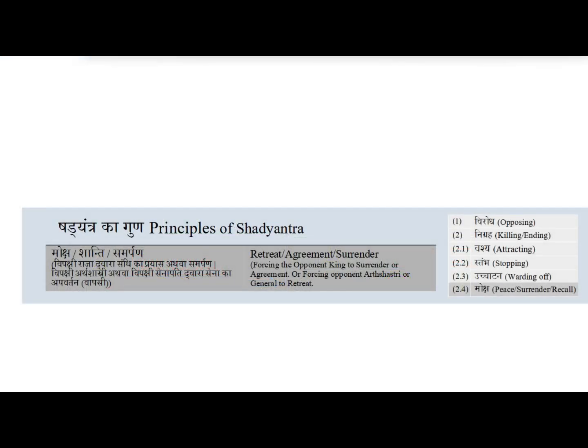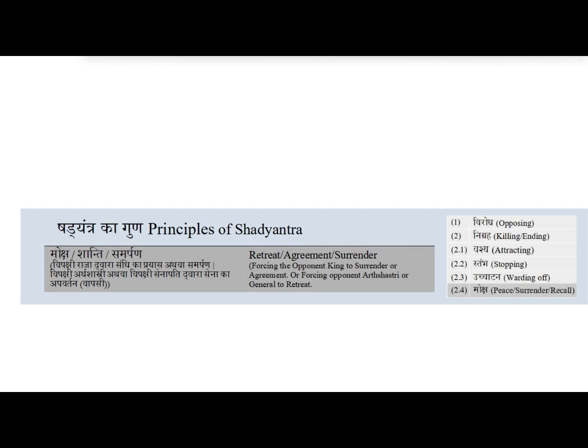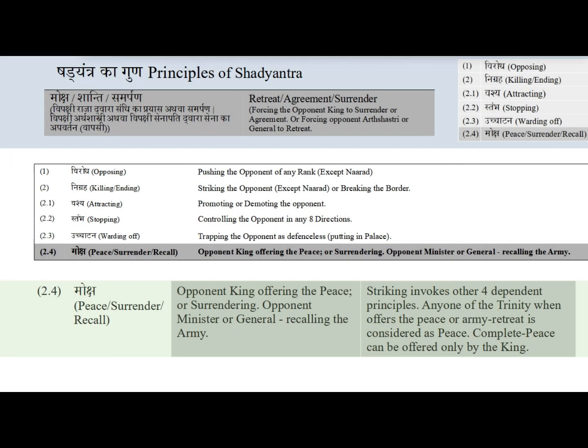The last, or the sixth principle, is called Moksh or Shanti or Samarpan. In English we call it retreat, agreement or surrender. For our understanding, we have classified it as 2.4, even though this is the sixth and most important principle in Shadyantra.